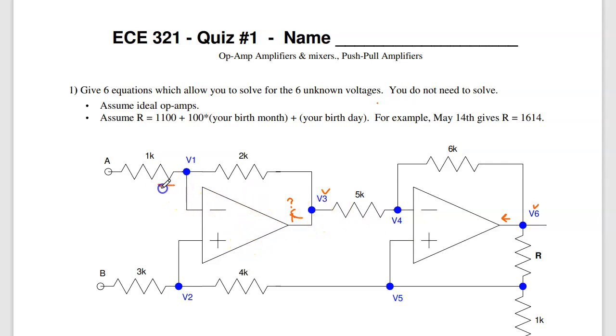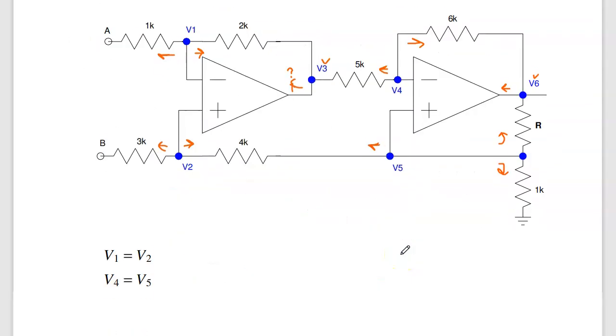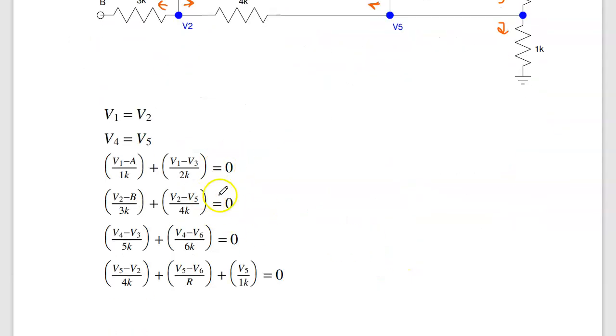The other equations are at node 1, the current left plus the current right equals 0. Current into the input of the op-amps is going to be 0. At node 2, current left, current right equals 0. Node 3 we already did, that's V plus equals V minus. Node 4, current left plus the current right equals 0. Node 5, there's actually 3 terms, current left, current up, and current down equals 0. And node 6 we already did. That's V plus equals V minus. So these should be the equations you get. 6 nodes, 6 equations, 6 unknowns.